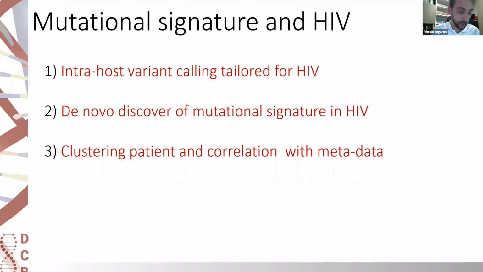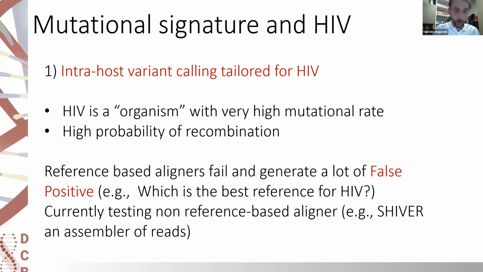By the way, now I want to say something brief about our concept sheet proposal for HIV using the PANGEA dataset. First of all, at this moment, we are looking at how to do intra-host variant calling for HIV, because HIV is an organism with a very high mutation rate and high probability of recombination. So in our tests, we see that using a reference-based aligner with the HIV reference gives us a lot of false positives. So we are currently testing, to try to see the mutational landscape of intra-host HIV variants, a non-reference-based aligner like Shiva.